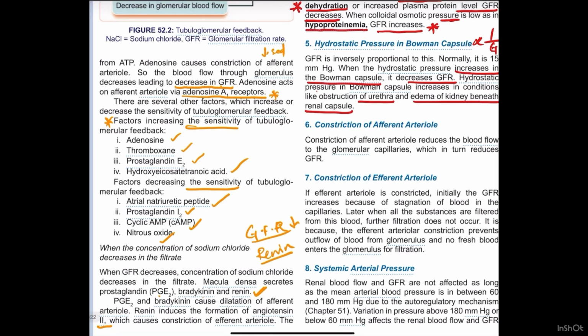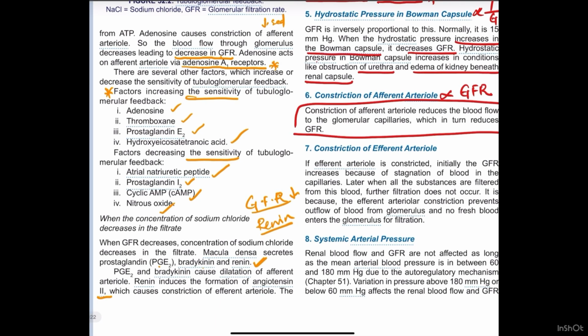And now constriction of the afferent arteriole. Constriction of the afferent arteriole reduces the blood flow to the glomerular capillaries, which in turn reduces the GFR. Usually when blood flow is constricted, blood pressure increases, as we used to mention, but here if the afferent arteriole is constricted, it reduces the GFR. Okay, remember that. So here constriction is inversely proportional to GFR. If it is constricted more, GFR will be less. Okay, GFR will be less.